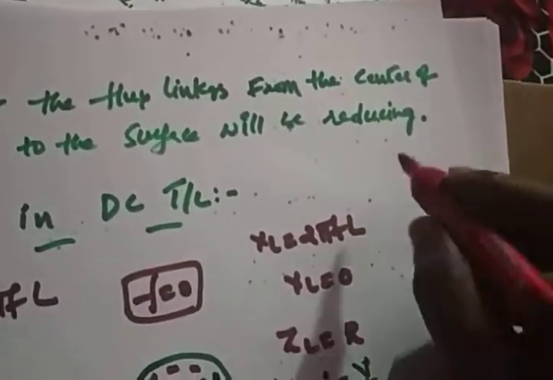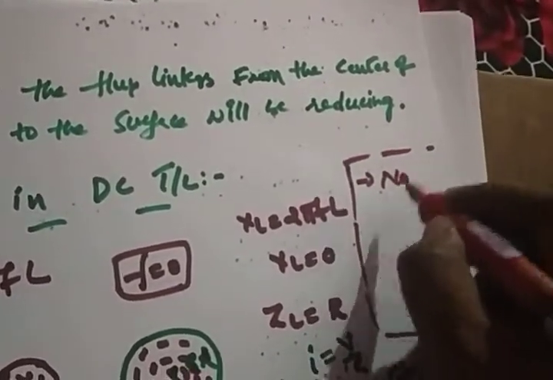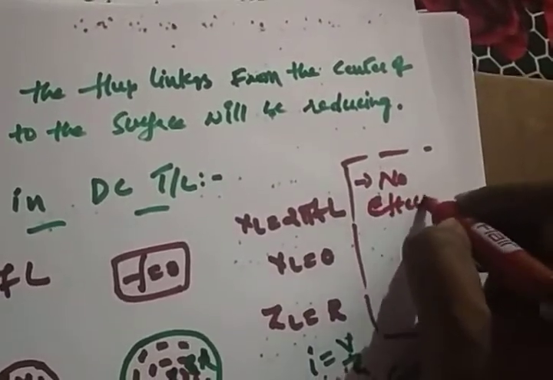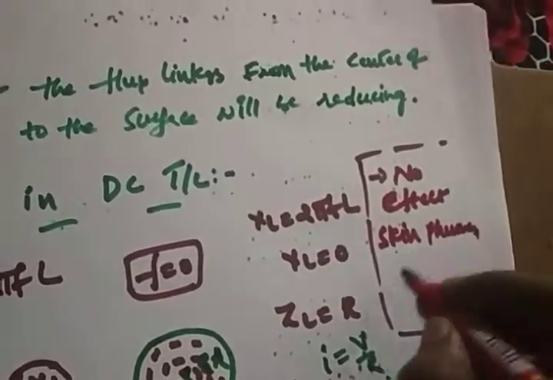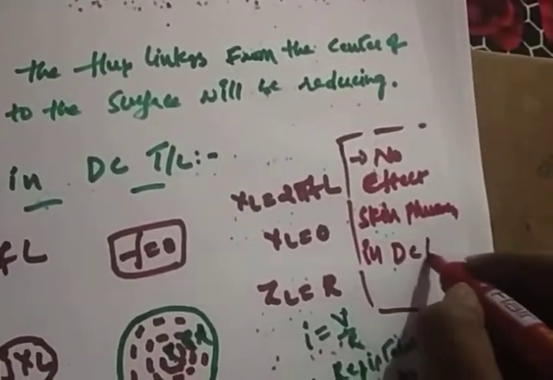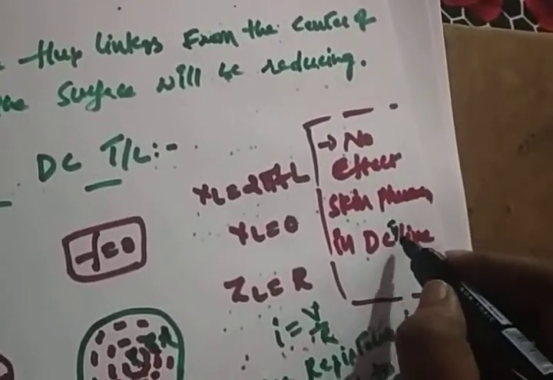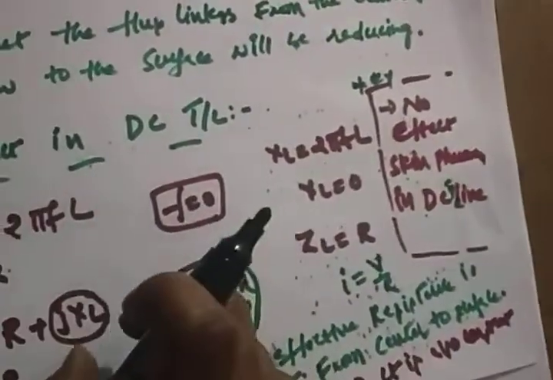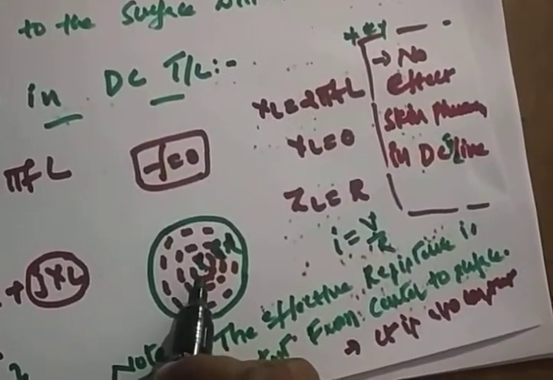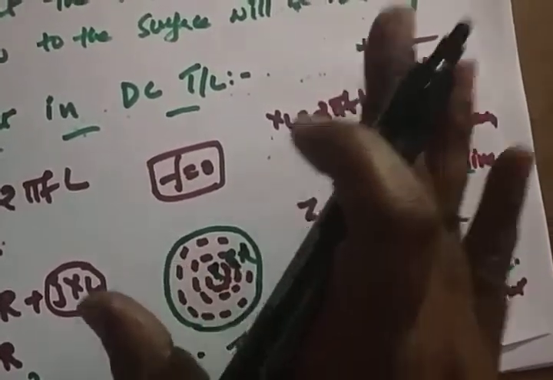So that's what we need to write here: no effect of skin phenomena in DC line. DC transmission line, whatever it may be, DC transmission line. Very, very important. Why? Because the resistance value will be the effective resistance value from the center of the conductor to the surface, which is equal.